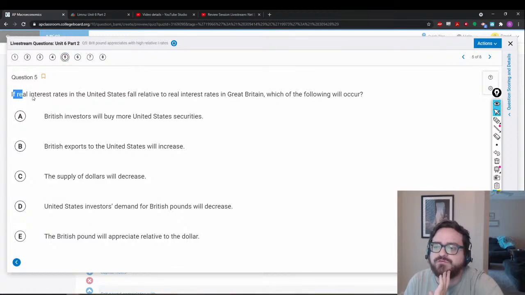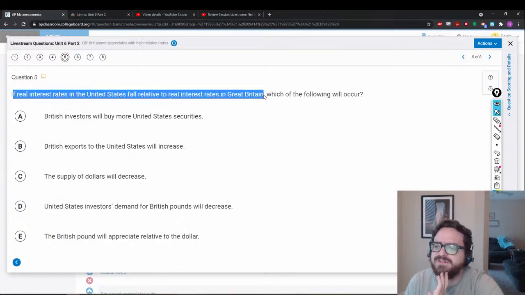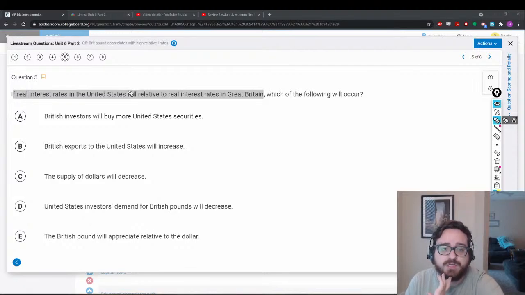Okay, if real interest rates in the U.S. fall relative to the interest rates of Britain, what'll happen? Well, ours is lower than theirs, so I've got to think logically about what's going on. If we've got a lower interest rate than Britain, then we will want to invest in Britain. So money's going from the U.S. to Britain.